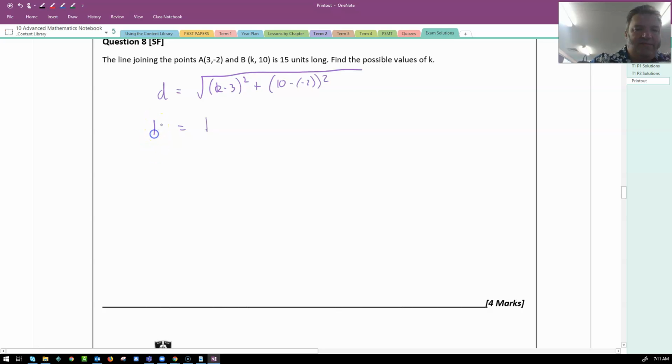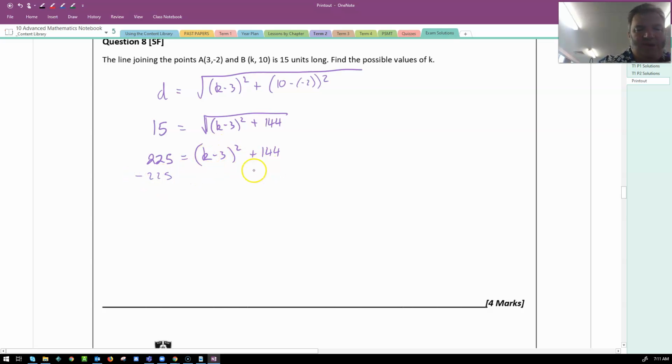It's 15. 15 equals the square root of K take 3 all squared plus 144. Well, I can square each side to get rid of that pesky little square root. So I'm going to have 225 equals k take 3 squared plus 144. Do my subtraction. I'm going to do it my way. I'm going to subtract the 225.